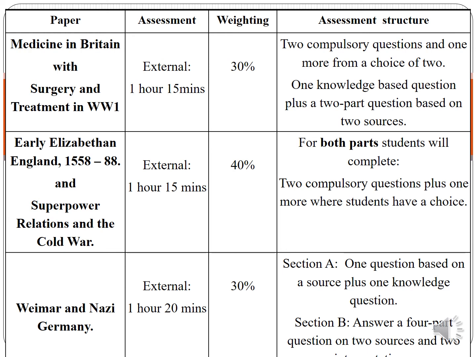Question 3 takes a more source-based approach, and you would be making judgments about sources and about different interpretations of the past, all of which we go through carefully.